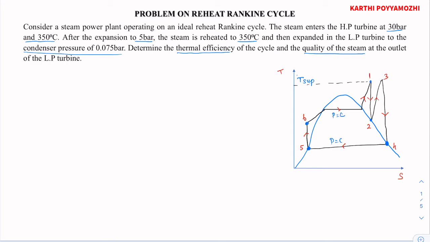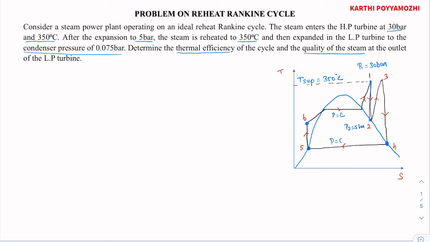1 and 2 is the high pressure turbine and the pressure at point 1 is equal to 30 bar and it is superheated to a temperature of 350 degrees Celsius. This is the superheated line. After the expansion process, the steam is reheated to 350 degrees Celsius. And this is the expansion process from 1 to 2. The steam gets expanded from 1 to 2 and the pressure at point 2 is P2 equal to 5 bar.